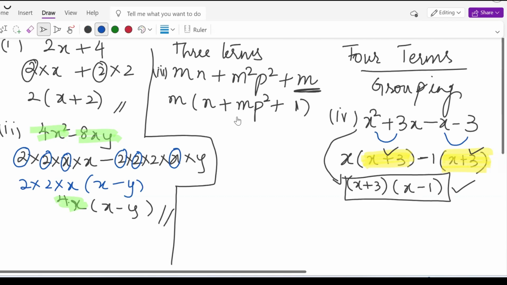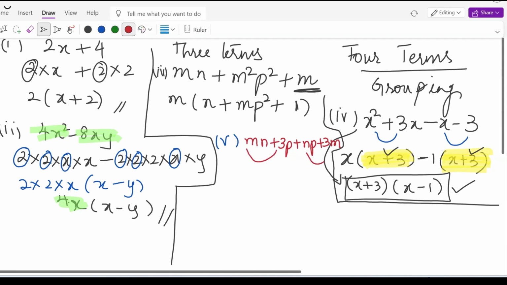I'll show you one more question where you have four terms. So suppose you have, I'm going to use another color, mn plus 3p plus np plus 3m. Let's say you have this question. So again, you see here four terms. So what you can do is just do the grouping here. This is my first group. This is my second group.